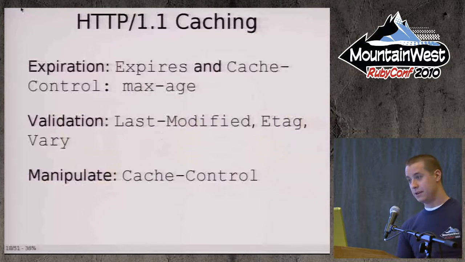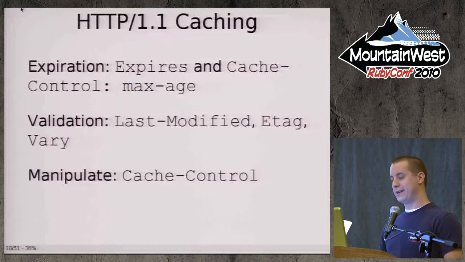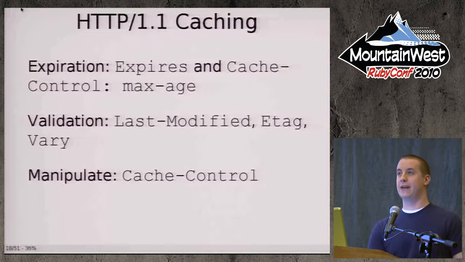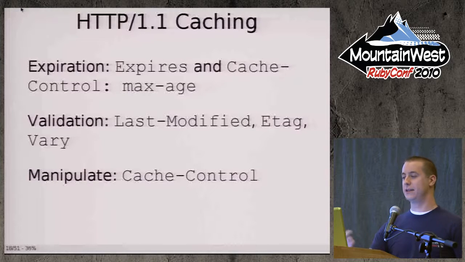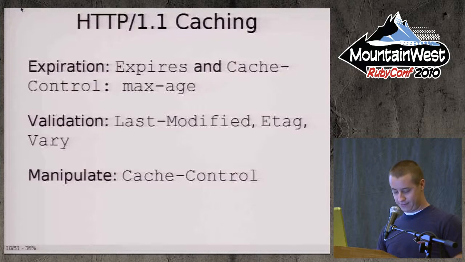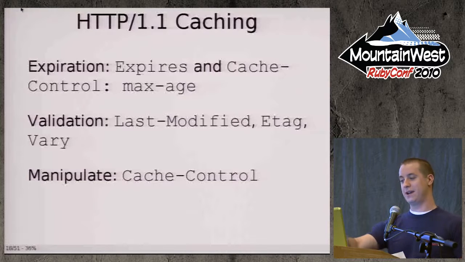So HTTP 1.1 provides a bunch of headers that you can use to manipulate how the user agent is going to cache and how any intermediate caches are going to manage their cache. The first thing you can manage is expiration, like when do you know what you have is still good and when do I have to go check again, using the Expires and the Cache-Control max-age directive. And you can manage validation, like checking to see if what I have is still good. You can set that with the Last-Modified and the ETag and the Vary headers.